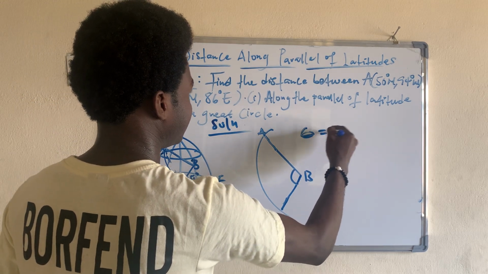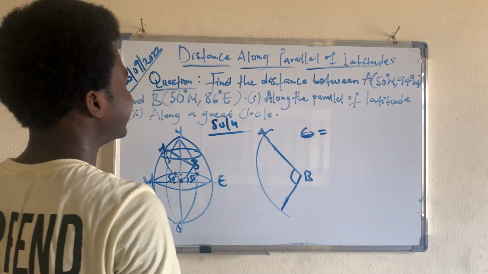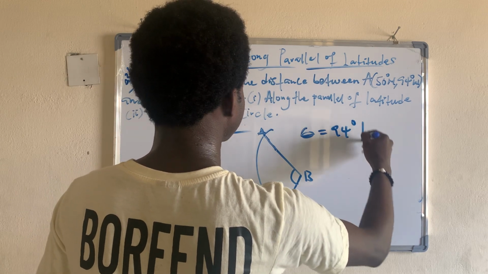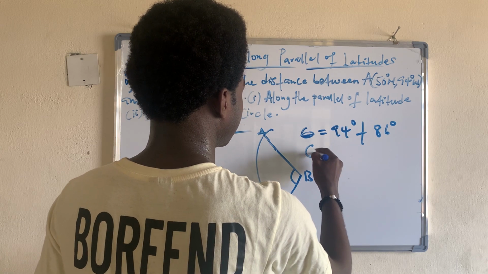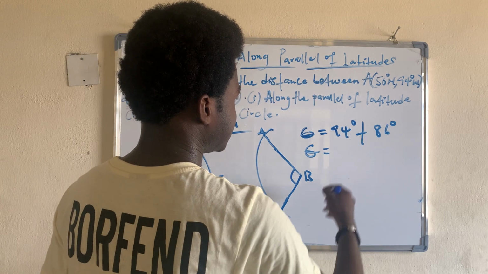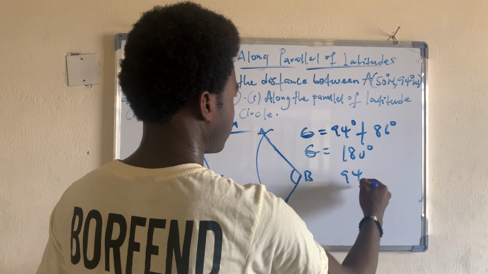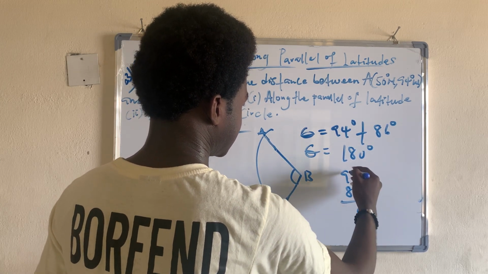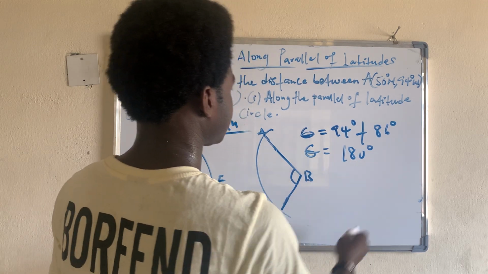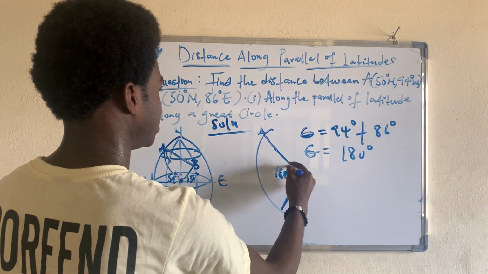So our angular difference theta will be the longitude A plus longitude B. That is, 94-degree plus 86-degree, and our theta here is 180-degree, isn't it? 94 plus 86, yes, that's 180-degree. So theta is 180-degree. Our angular difference here is 180-degree.